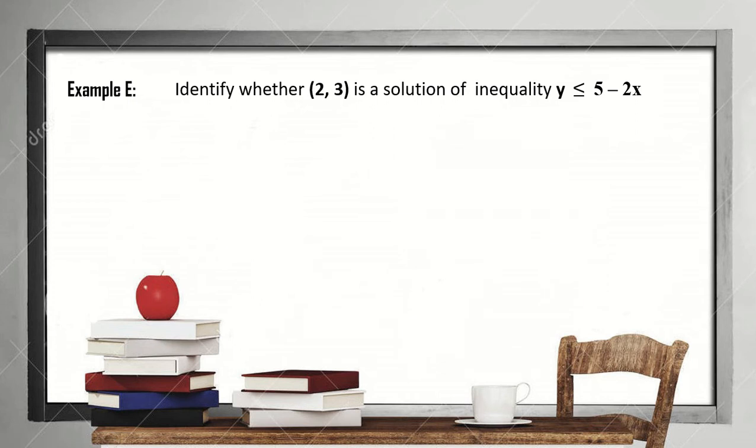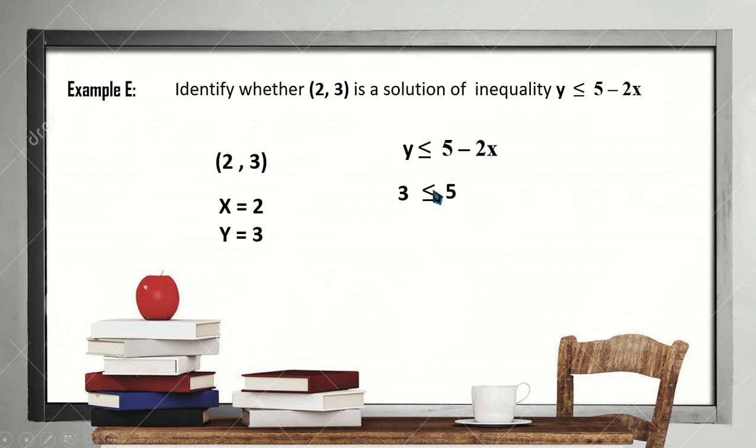Example E, identify whether 2 and 3 is a solution of inequality y is less than or equal to 5 minus 2x. So we have 2 and 3. Ang x natin is 2 and ang y ay 3. So palitan na natin yung y ng 3 and then less than or equal to 5 minus 2 times ang x natin ay 2. So simplify natin. So, negative 2 times 2, we have negative 4.